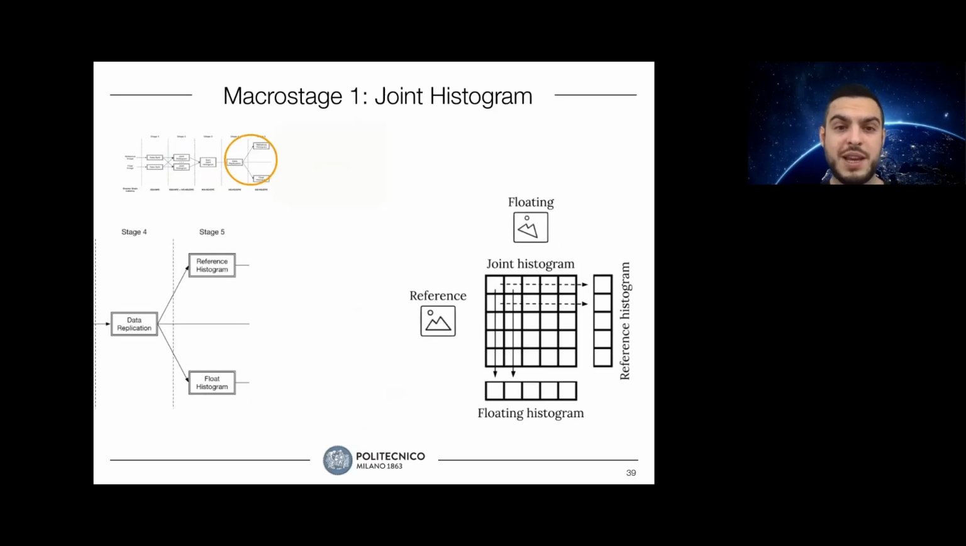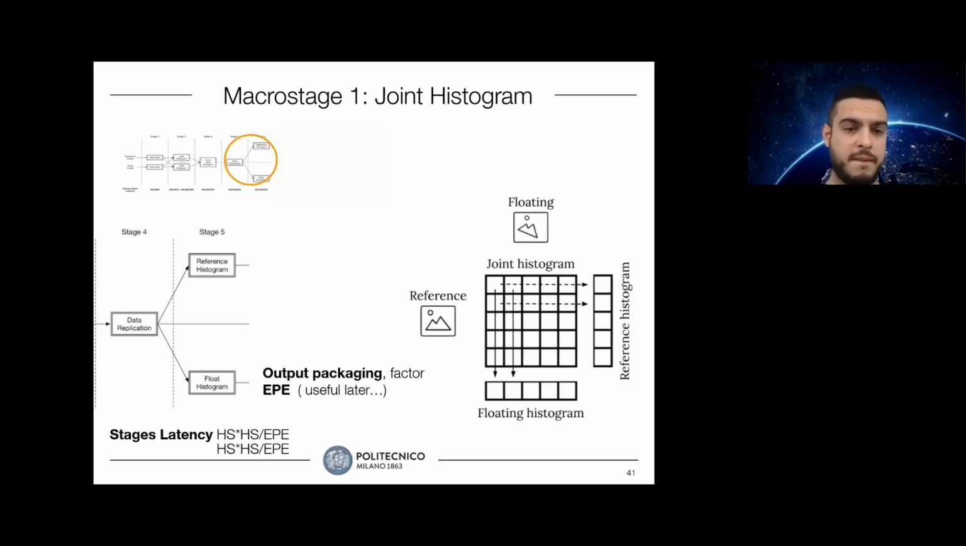Stage 4 replicates the joint histogram 3 times, and then stage 5 exploits the fact that the separate histogram of the images may be derived from the joint one by columns or rows reduction, as shown on the right-hand side of the slide. And also here we step back the output stream. Each of the stages needs to read the stream, perform the operation, and output the packet stream in an overlapped fashion.